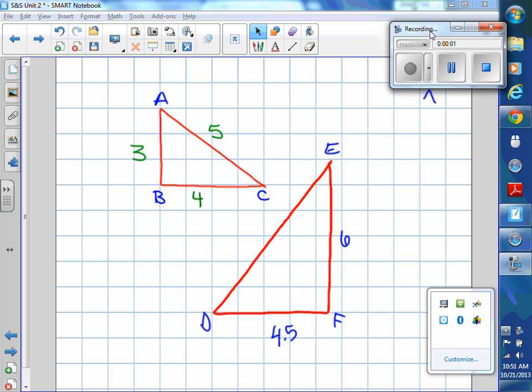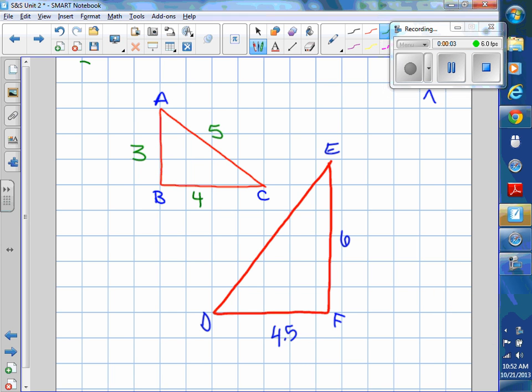Looking at similar triangles here. There's a couple things I want you guys to understand. You have to be able to write a correspondence relationship. You have to line the right angles up with the correct angles.